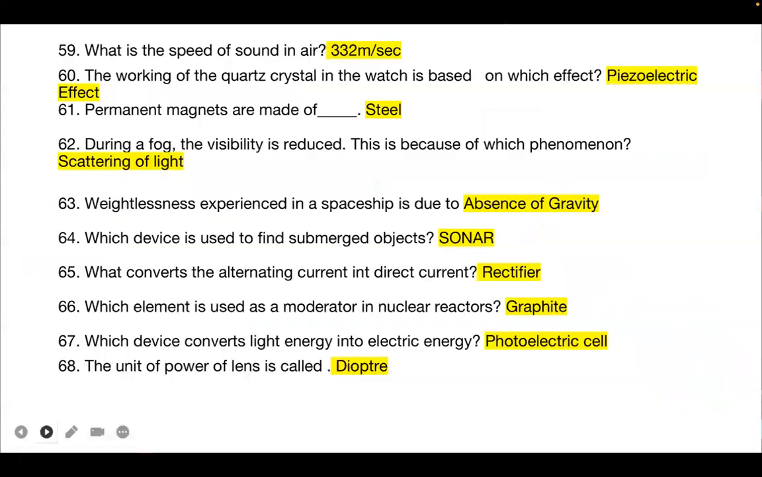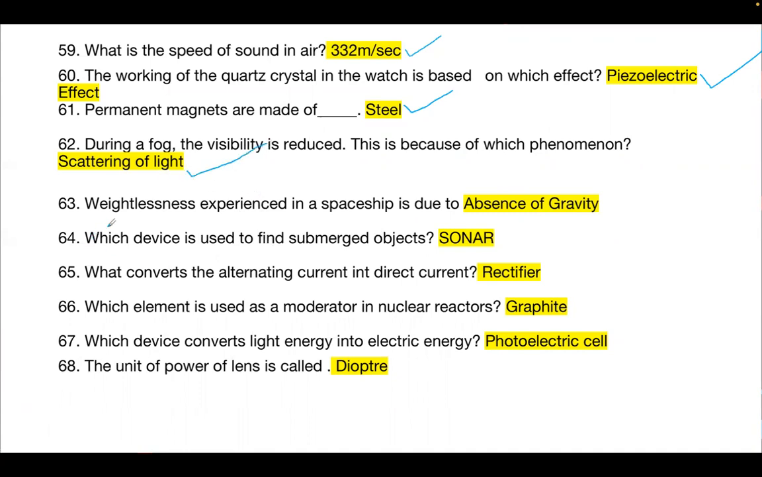And the next question is, what is the speed of sound in air? So the speed of sound in air is 332 meters per second. The working of quartz crystal in the watch is based on which effect? It is based on piezoelectric effect. Permanent magnets are made of steel. During a fog, the visibility is reduced. This is because of the scattering of light.